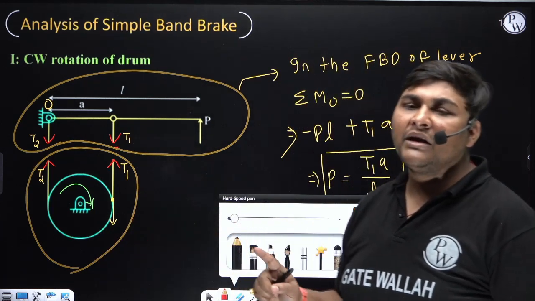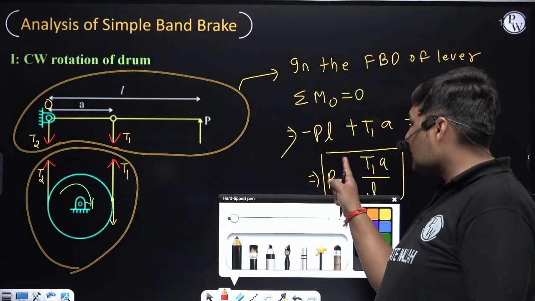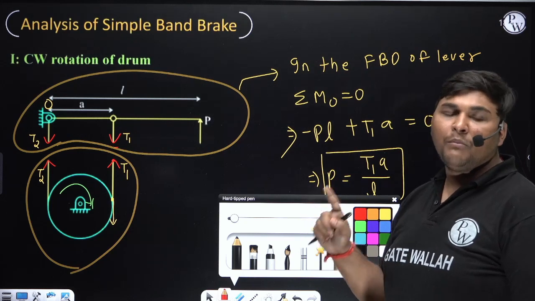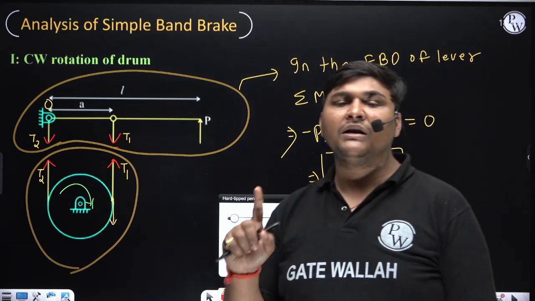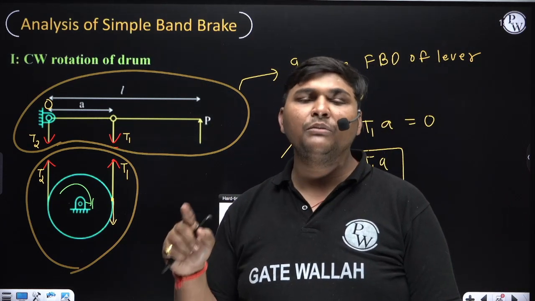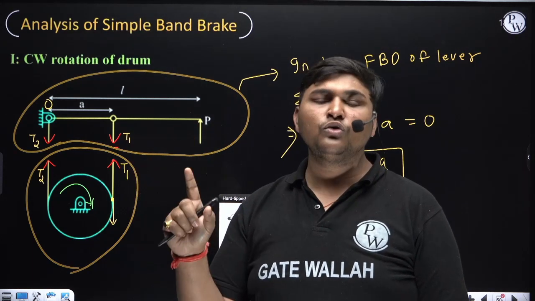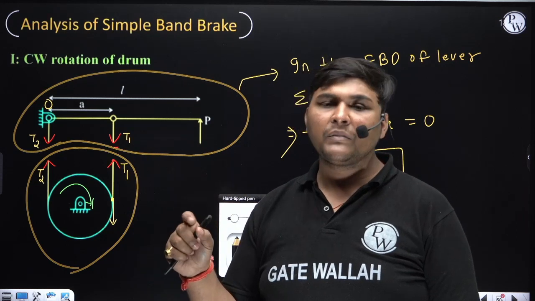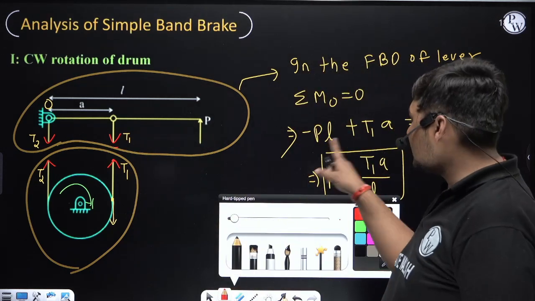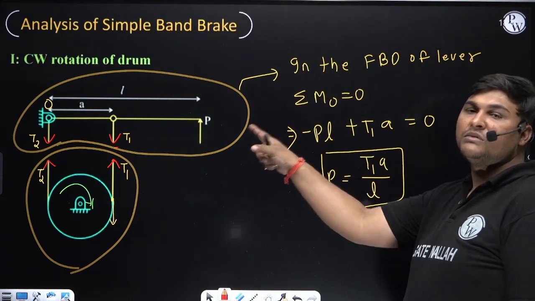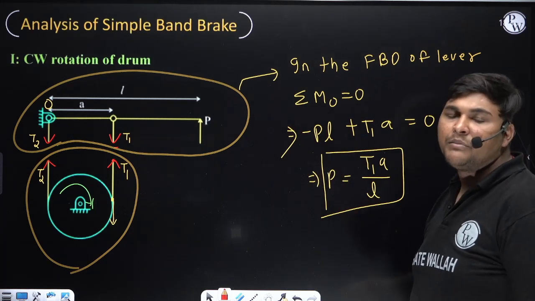Now if the examiner has given braking torque, he will ask what is the braking effort. So from braking torque we will get one relation between T1 and T2. One relation between T1 and T2 we already know, T1 by T2 equal to e to the power mu theta. From those two relations we can find T1 and T2. After finding T1 and T2, from this FBD you can easily find the braking effort.